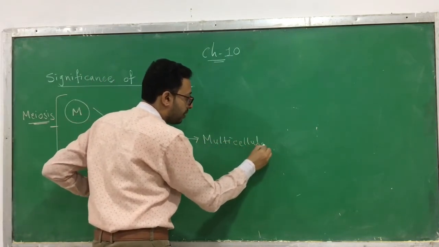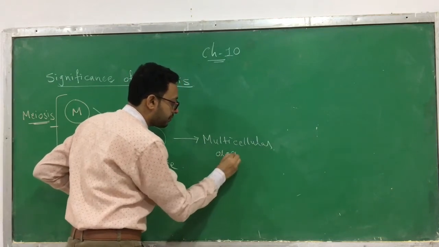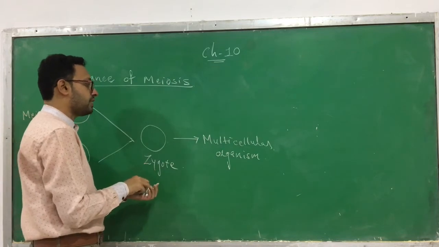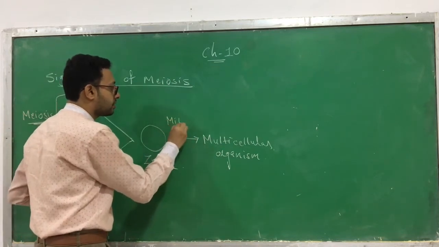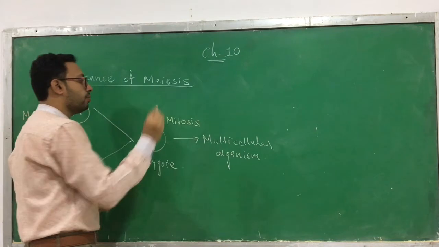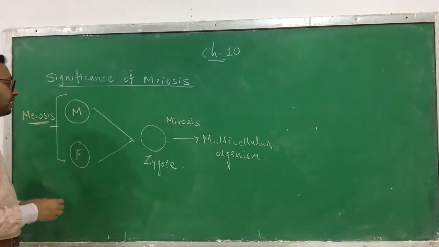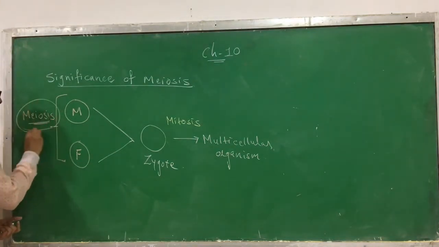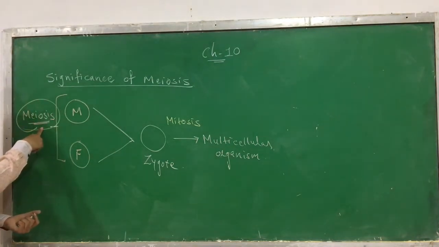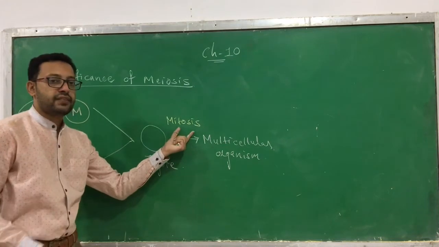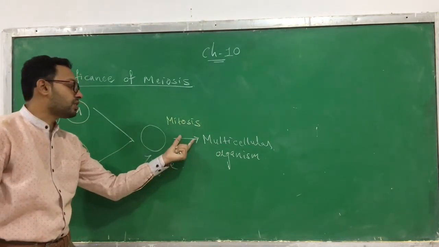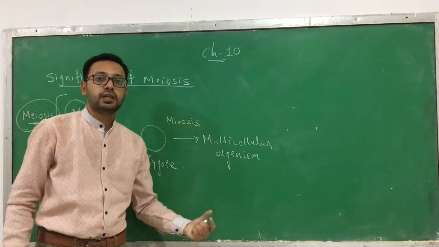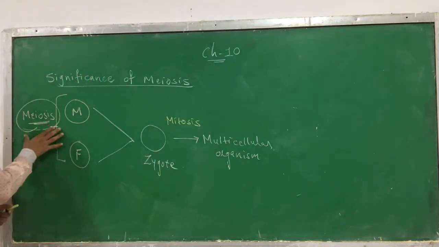This zygote develops into a multicellular organism. How? By cell division process. And here the cell division process that takes place is mitosis, where the chromosome number remains the same. The male and female gametes are produced by meiosis. Due to mitosis, the zygote or the single cell converts into a multicellular organism. But now we are discussing the significance of meiosis.